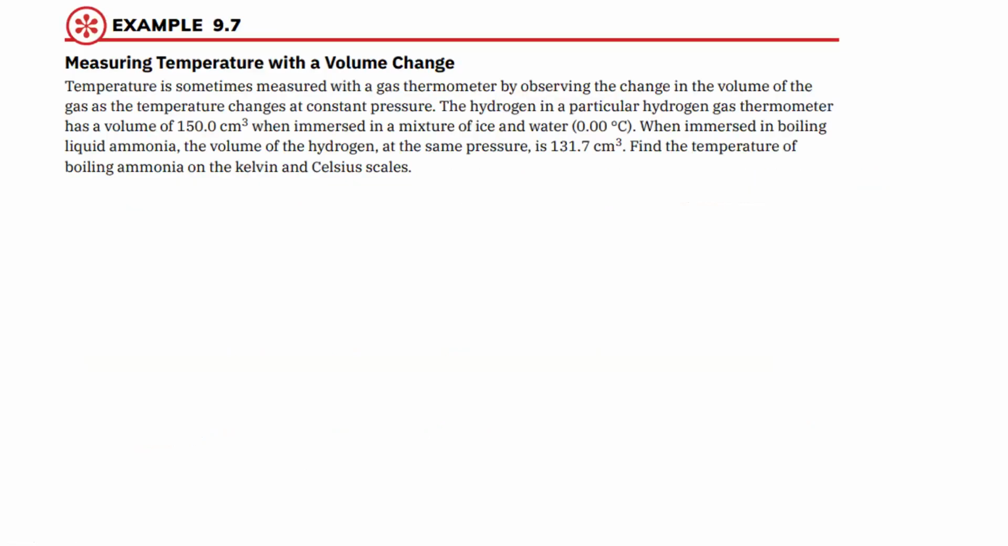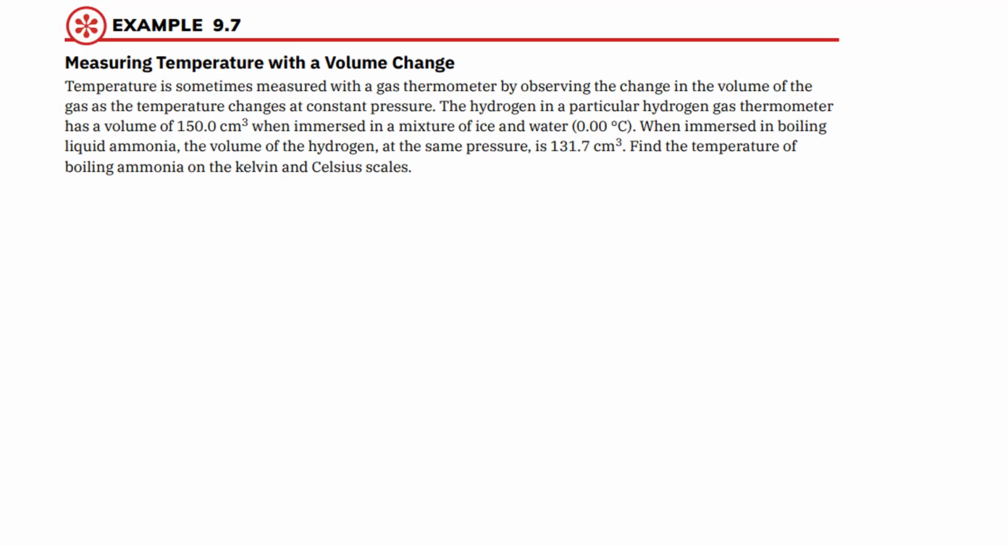All right, and now this one is going to be a little bit of a different idea, but still using that same equation. We're just going to be solving for a different piece. In this case, it's telling us that temperature is sometimes measured with a gas thermometer by observing the change in volume of the gas as the temperature changes at constant pressure. So you can kind of think of it as we're measuring the volume rather than the temperature. But because of the relationship between temperature and volume at constant pressure, we can determine what that temperature is.